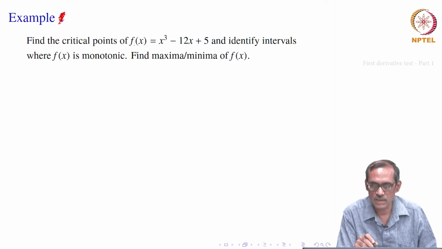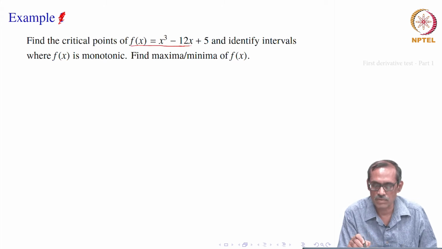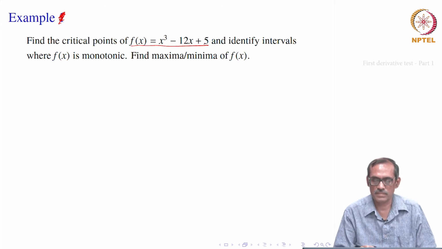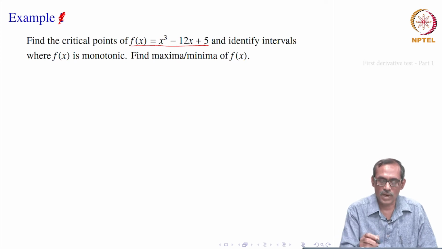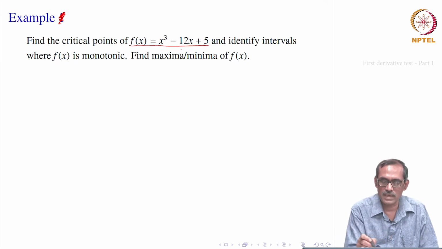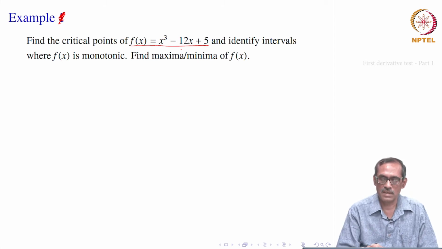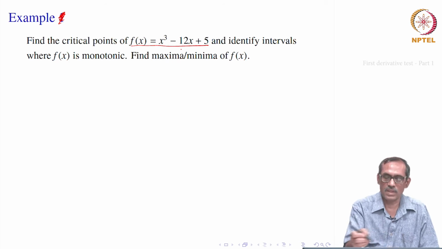Suppose we consider the function f(x) equal to x cubed minus 12x plus 5. What we are asked is: find the critical points of this, find out where the function is increasing, where the function is decreasing, and based on that, if possible, find the maximum and minimum values of f(x) and where they occur. All these things have to be obtained, but first we have to find out critical points.